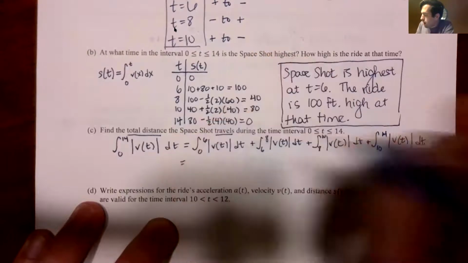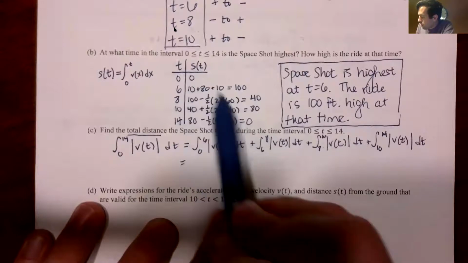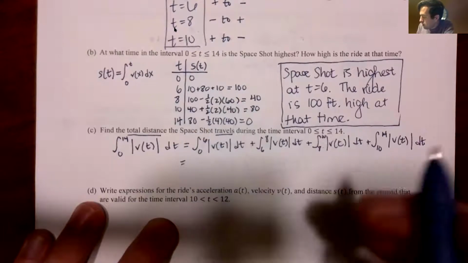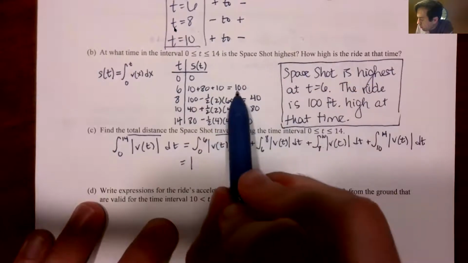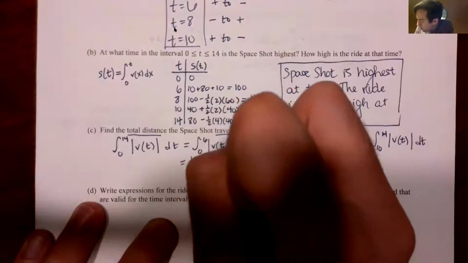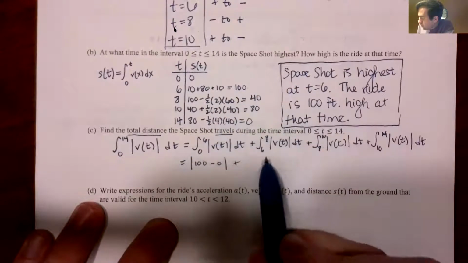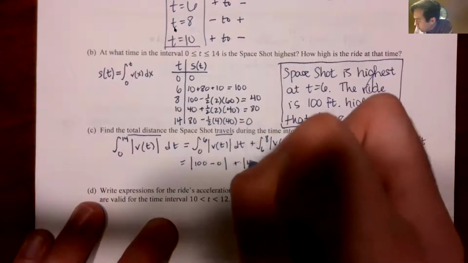So from 0 to 6, the question is just what changed, or what's the difference between these two numbers? So I can write that in absolute value, that we ended at 100 and we started at 0. So it's 100 minus 0. From 6 to 8, we went 40 minus 100.